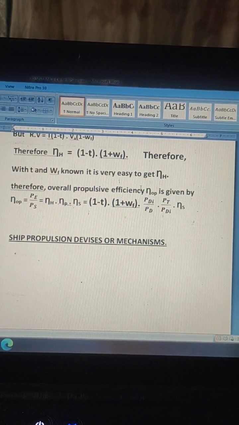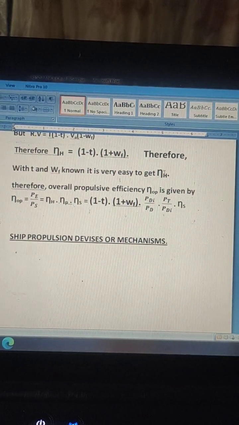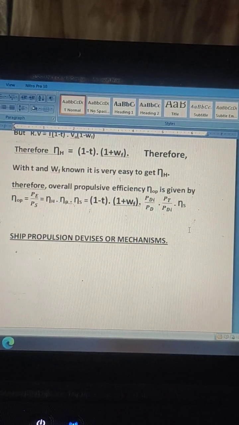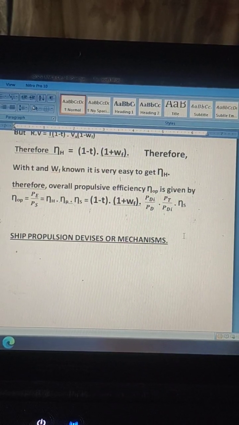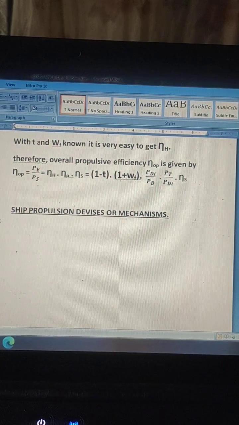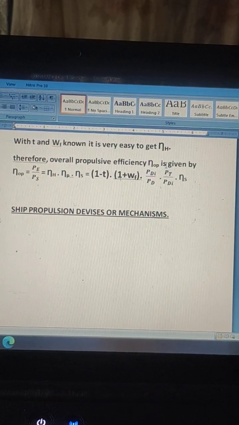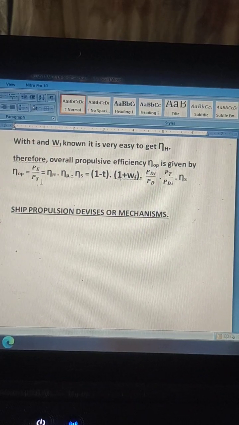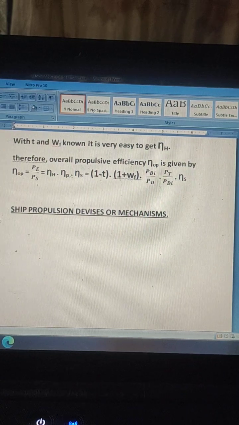And wherever these are known, it means you can see how efficient the hull is in actually mitigating against the thrust of the propeller. You can see that efficiency. Therefore, the overall efficiency, which is given by this equation, as I showed you before in the last lecture, can be written in this format.